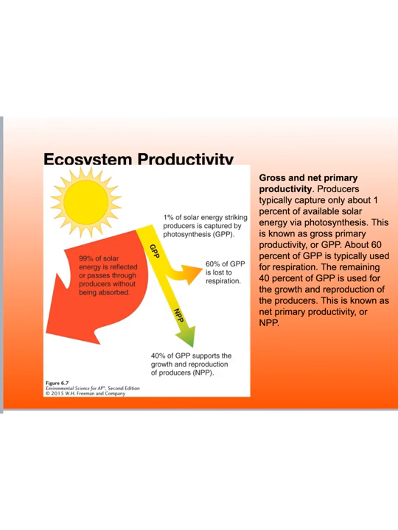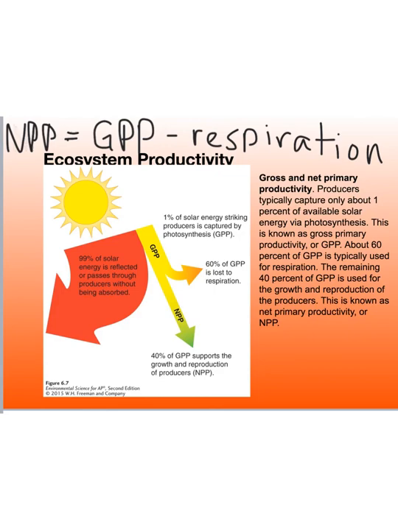About 60% of the gross primary productivity is typically used for respiration. So the remaining 40% of GPP is used for growth and reproduction of the actual plant itself. This is known as net primary productivity. 60% of the gross primary productivity is lost through a process called respiration. I know that can be a mouthful and a little confusing. So NPP, net primary productivity, is equal to gross primary productivity minus respiration.